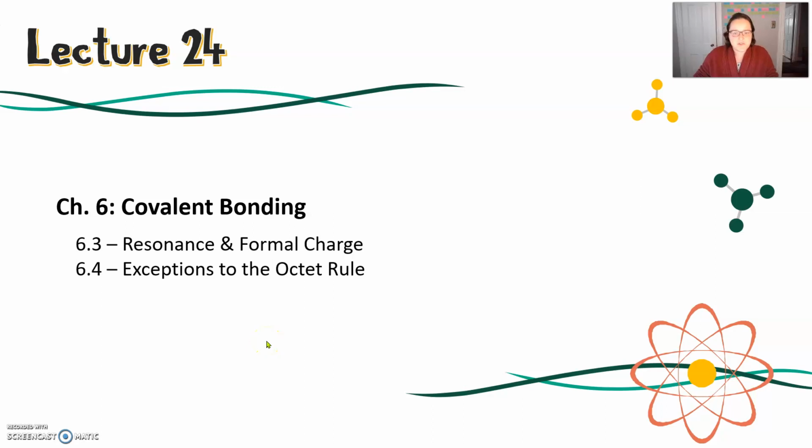This mini-lecture introduces another periodic trend, electronegativity, and we'll see how it can be used to determine the best Lewis structure for molecules that exhibit resonance, meaning they have more than one Lewis structure. We'll also see some Lewis structures with exceptions to the octet rule.